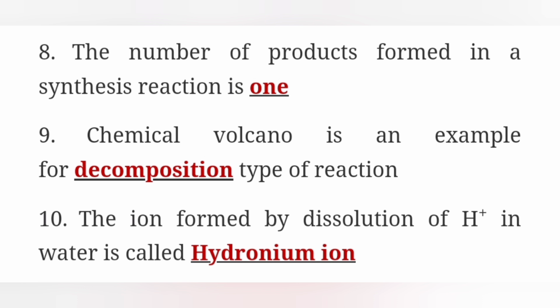Eighth one, the number of products formed in a synthesis reaction is dash. Answer, 1. Ninth one, chemical volcano is an example for dash type of reaction, decomposition. Tenth one, the ion formed by dissolution of H positive in water is called a dash, hydronium ion.